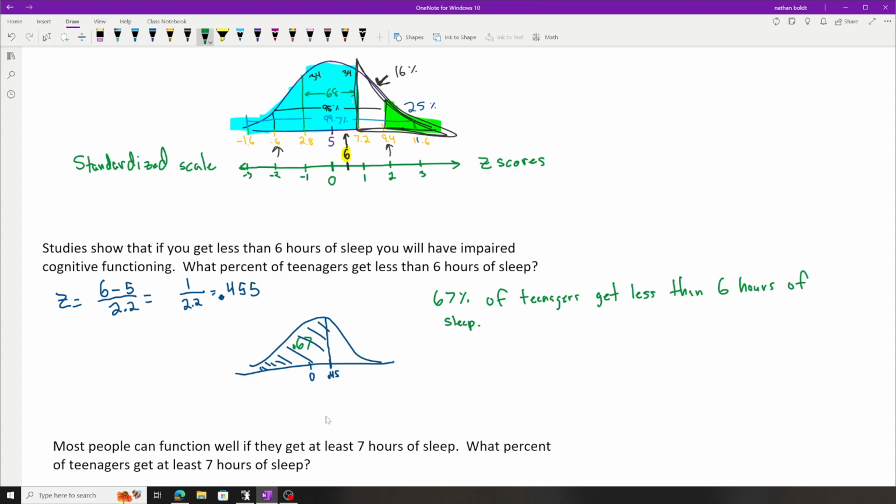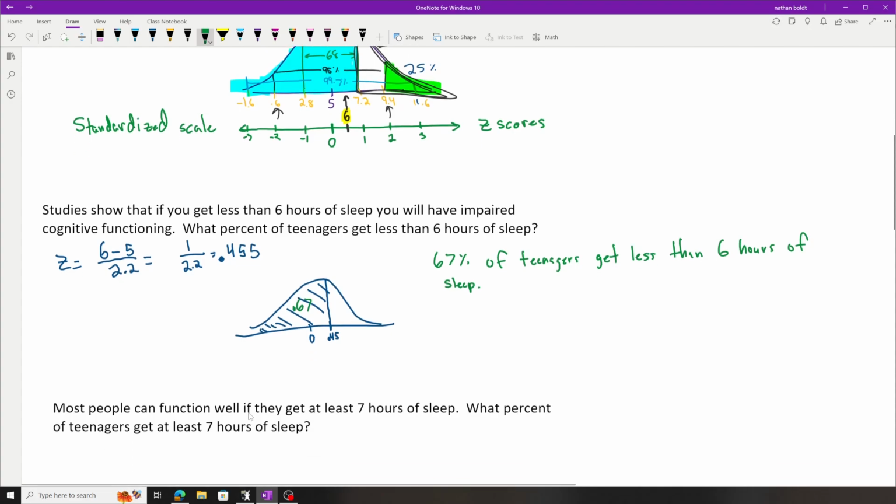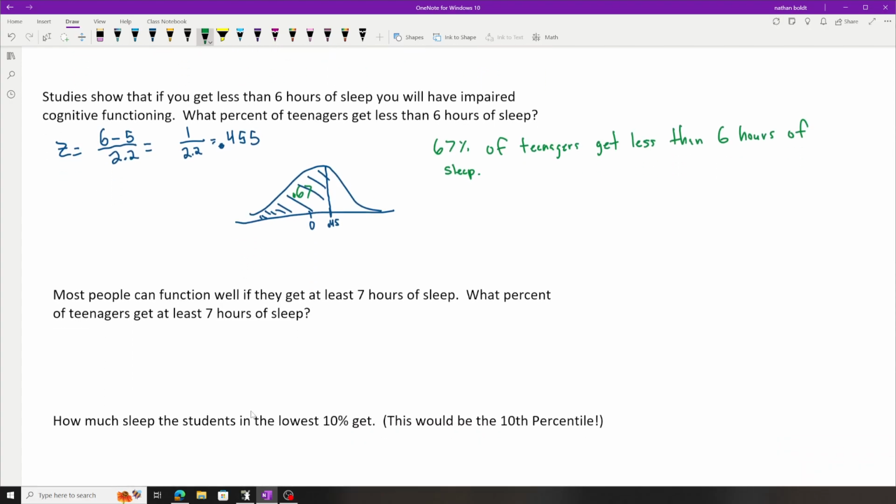All right, in a nutshell, that's the total of it there. And now all I can do is make you do a little bit more extra algebra here and there. So let's do a couple more together, and I can send you off to try these on your own. All right, so most people can function well if they get at least 7 hours of sleep. What percent of teenagers get at least 7 hours of sleep?